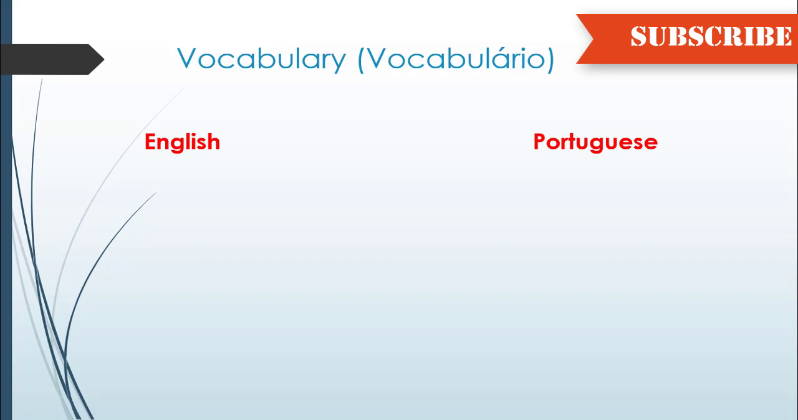Now we will see some vocabulary words. The first word is "it is." In Portuguese, it is said as é. It is not E, understand the difference. The sign above tells us to speak this word with a somewhat different sound. It's not E, it's é.